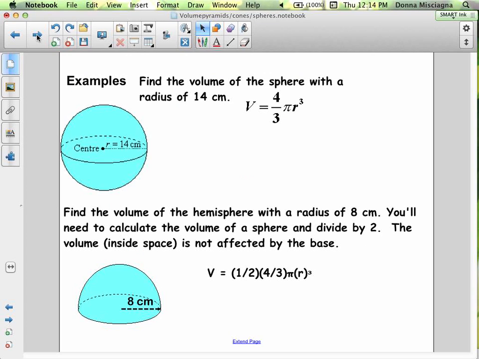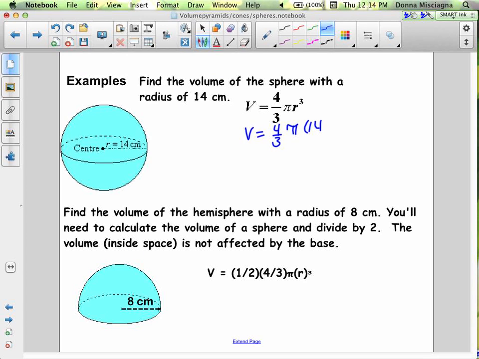All right, so we're going to find the volume of a sphere with a radius of 14 centimeters. This one's in your notes. All we got to do is plug in for the radius. I used 14 a lot. I must like that number. So the volume is 4/3 times pi times 14 cubed. Now, I do not know what 14 cubed is. So somebody out there is going to take out their little calculator and tell me what 14 cubed is.